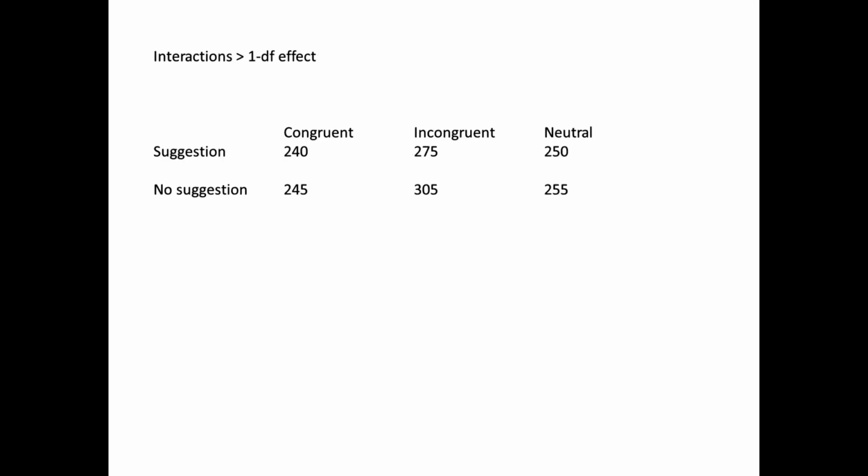So what about interactions with more than one degree of freedom effect? So here's one to do with the Stroop effect. So the Stroop effect, you have a congruent condition where people are particularly quick to say what the colour is, an incongruent condition where you're slow, and a neutral condition where you're in between. So you have to say what the colour of words are, and the words can be coloured words or non-coloured words.